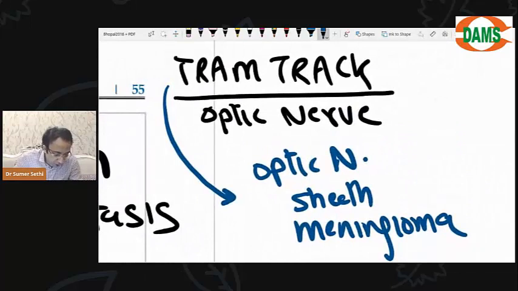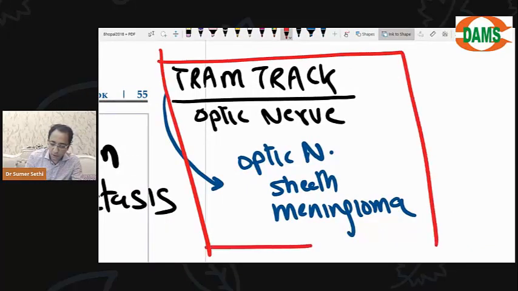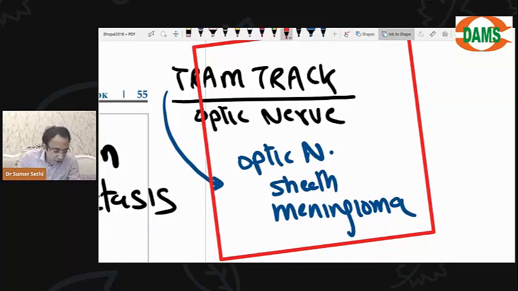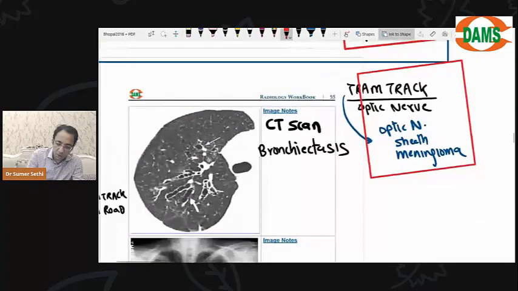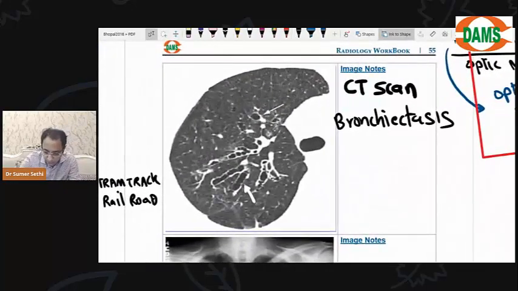Okay, so glioma will not have tram track appearance, right? So that is how you differentiate between an optic nerve glioma and a meningioma. Tram track appearance in optic nerve is optic nerve sheath meningioma. Tram track appearance on a CT scan of the chest is bronchiectasis.